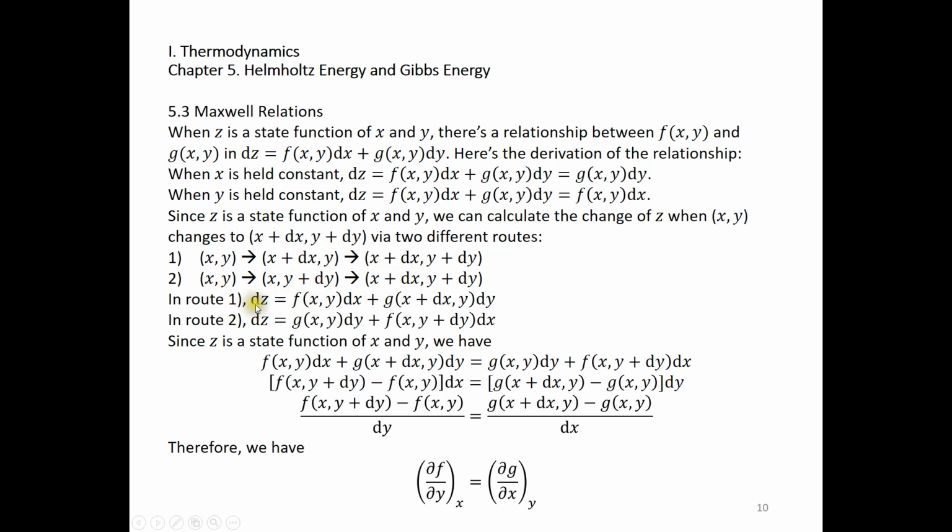In the first route, we look at the change of z. The change of z is the change of z in the first step and then the second step. In the first step, we have f(x,y) times dx. In the first step, y is held constant. Only x changes, so we have this.